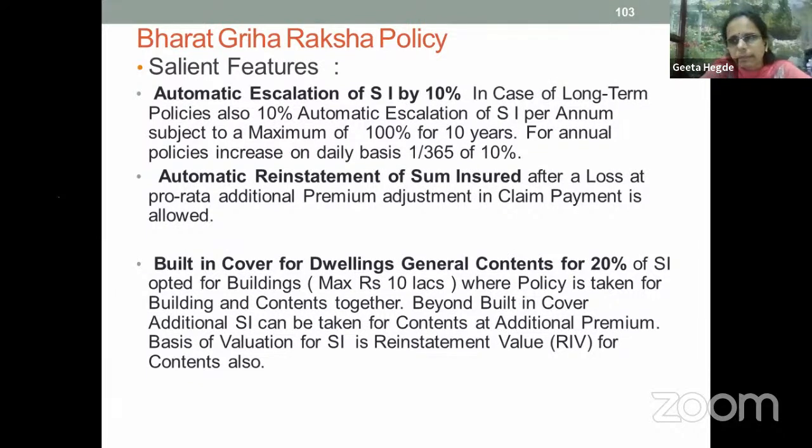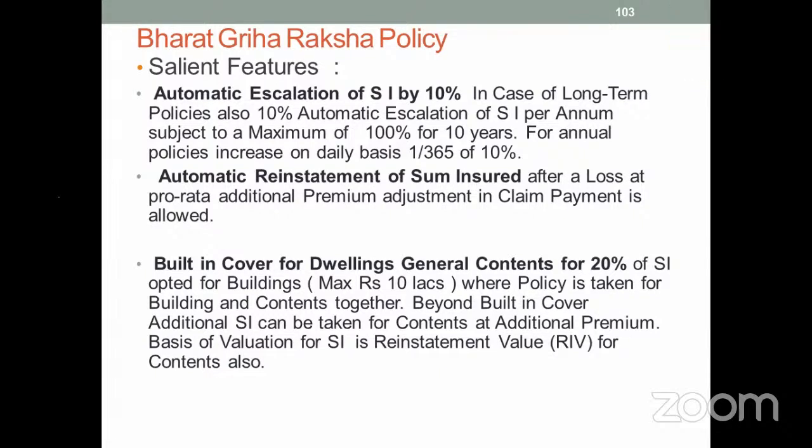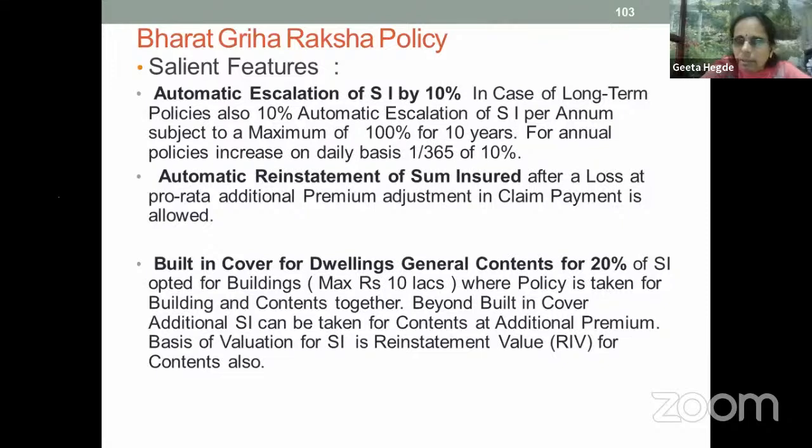On RIV basis, how will you calculate the sum insured? Carpet area into your construction cost gives your sum insured. 20% of that sum insured will be the cover for contents, but your building sum insured will not be reduced. Excuse me, ma'am. In case of total loss, in this case, shall we pay 70 lakh? If contents are also lost, then yes. That is the free contents cover.